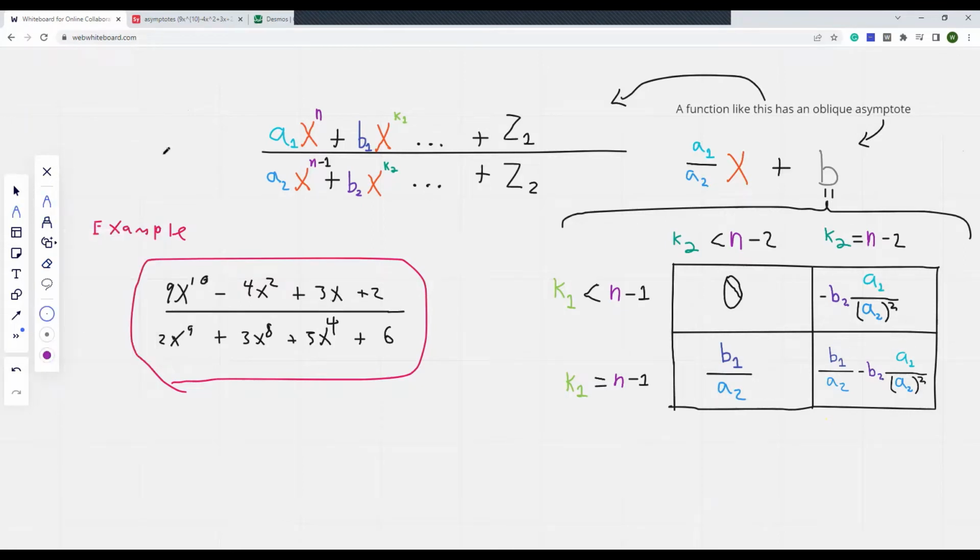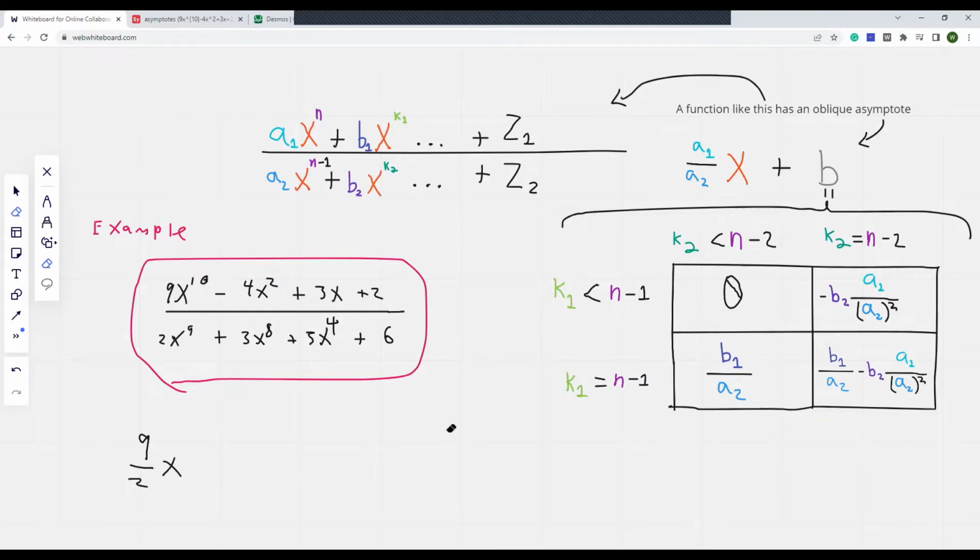So let's look at this example here. What's the oblique asymptote going to be? Well, it's going to be 9 over 2 x. Then one thing we're going to look at here is this k subscript 1, right? What's the k subscript 1? It's that one. It's referring to the exponent, the power, of the term raised to the second highest power in the numerator. And in this case, k subscript 1 happens to be 2.